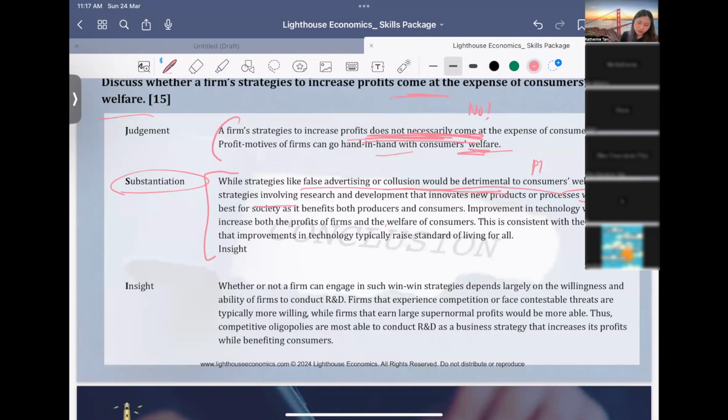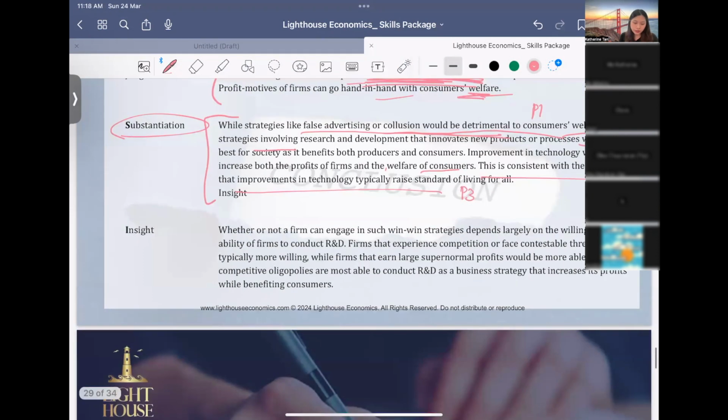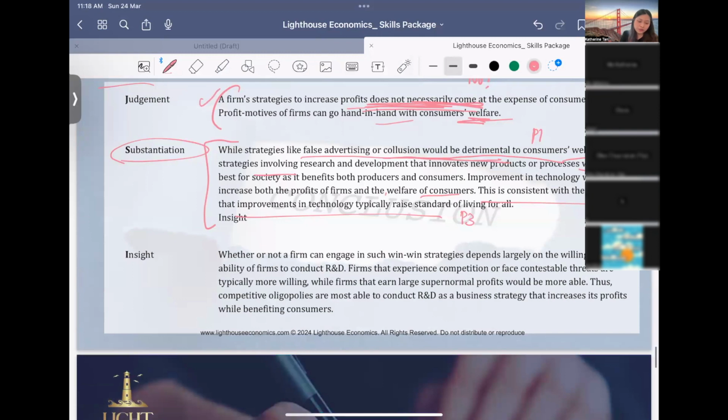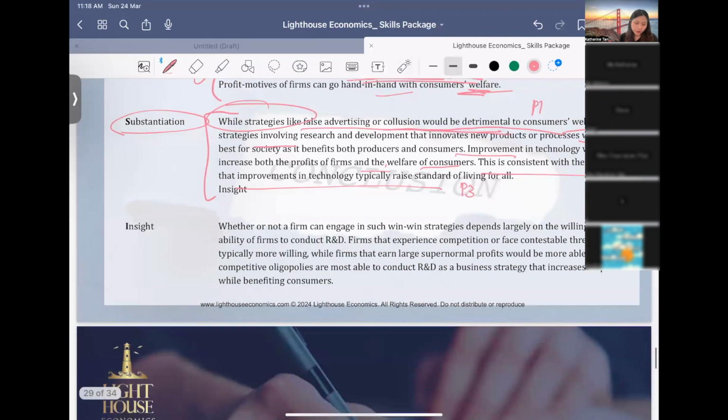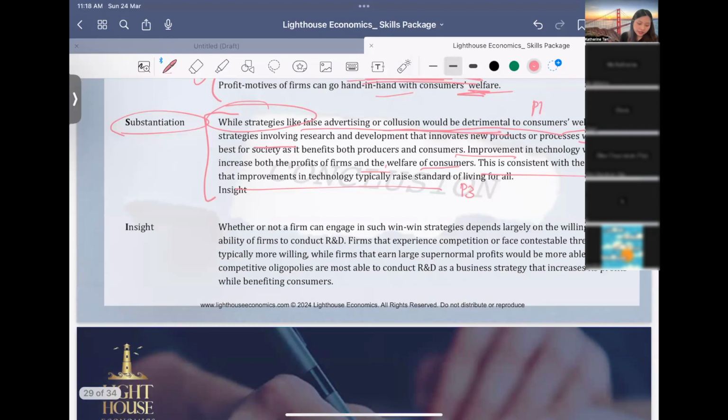Improvement of technology would increase efficiency. This would likely be your point three, and hence a consistent conclusion. So you'll just summarize the evaluation points as mentioned, but make sure that it has to match what your judgment is. You have to acknowledge the thesis, but say that the antithesis is stronger. Then the insight: at the end of the day, whether the firm engages in such win-win strategies such as R&D is dependent on this one.